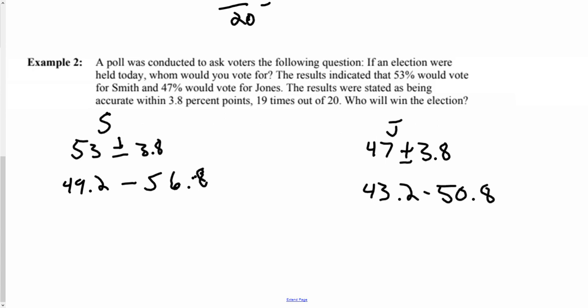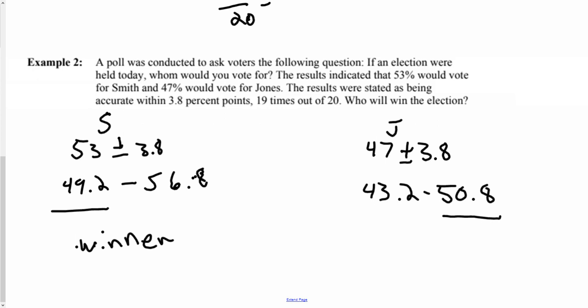So if we look at this, in all likelihood, Smith should win. He's higher in the polls because he's at 53%, Jones is at 47%. But if we look at the margin of error of 3.8%, on the high end Jones is at 50.8%. That's the majority. And Smith on the low end is 49.2. So technically Jones could win if the poll is wrong within the margin of error. Technically Smith should win, we'll say he's the winner.